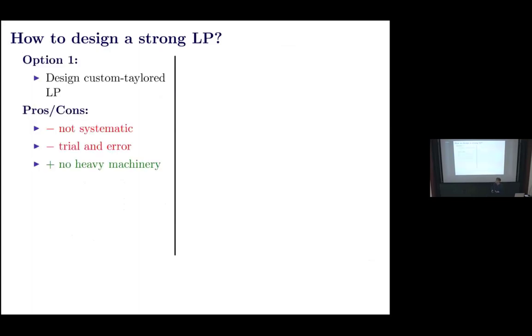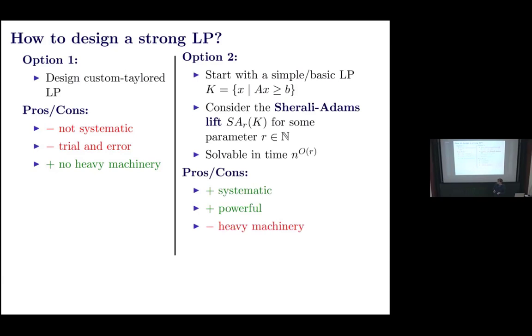If you design a program, there are two philosophies. Usually you start with a weak linear program, then you realize it's weak, then you add some inequalities, you see whether you can solve the LP, then you see what they give you. That's not a bad approach, but it's really like trial and error. And there's a different line of approaching the whole thing.